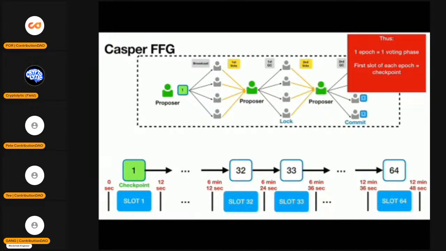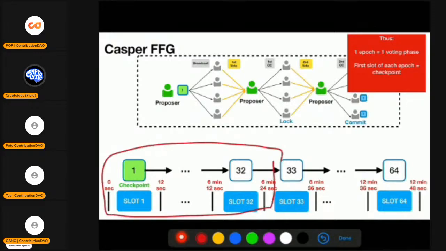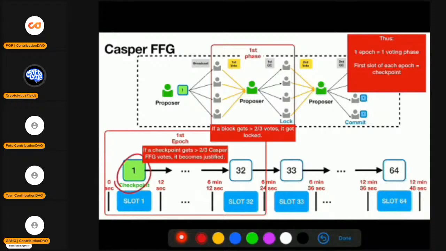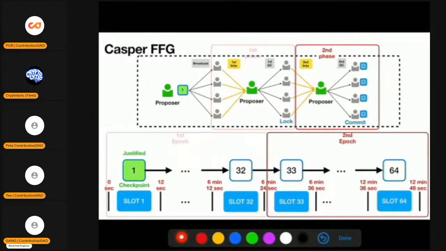This one, you wait for the end of the epoch so that all of the validators can vote for the first checkpoint. Once at the end of the epoch, if this checkpoint receives more than 2/3 of the Casper FFG vote, you will be able to change the checkpoint into the justified status.